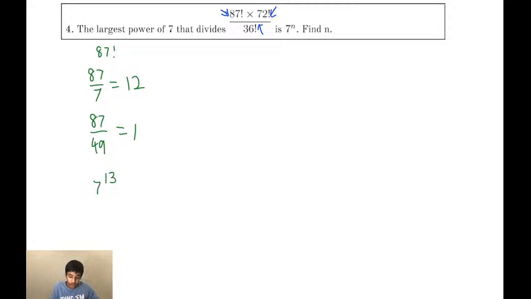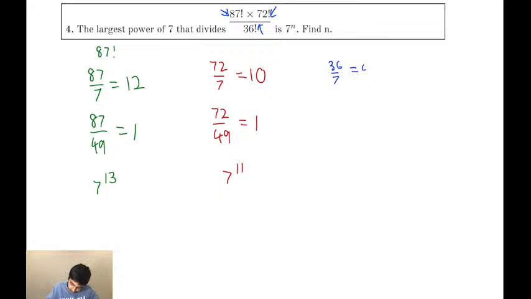Now for 72 factorial, we have 72 divided by 7 equal to 10, and 72 divided by 49 equal to 1. So in total we have 7 to the 11 here. And then for 36 factorial, we have 36 divided by 7 equal to 5. And again, 36 factorial has no numbers that are multiples of 49 less than 36. So that means there are no numbers which have 2 factors of 7 in them. So this is just going to be 7 to the 5. So overall we have 7 to the 13 times 7 to the 11 over 7 to the 5, which is equal to 7 to the 19. So the answer is 19, because we want n.